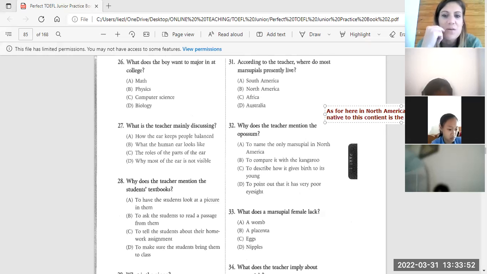Okay, now let's have a look there. The name, the only marsupial, to name the only. Now she says the only marsupial native to this continent is the opossum. Now she says to name the only one. Can you see there? Number A, in North America. She says here, as for here in North America. Can you see it? She's not talking about birth. She's not talking about eyesight. She's not talking about the kangaroo at all. She's talking about North America, and she's saying the only one native to this country is the opossum. Can you see?